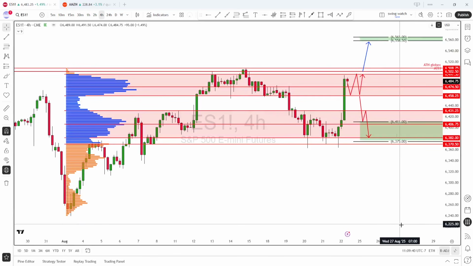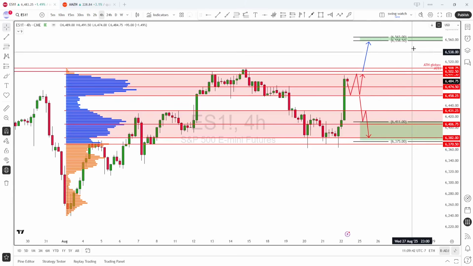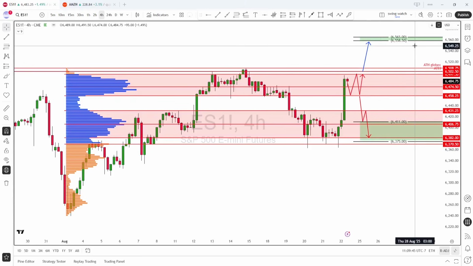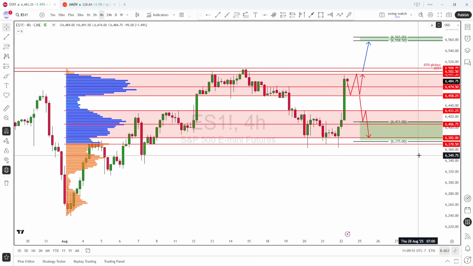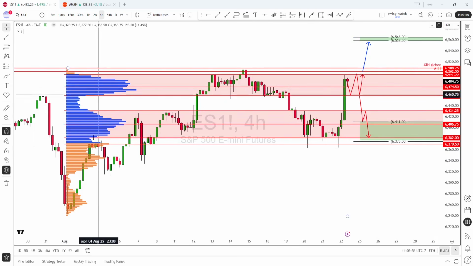And here looking at the ES, the market is pricing in the upper range between 6565 and 6558.5, and the lower range is 6411 and 6375. Here we see there is a multiple distribution composite volume profile. We see the price is hovering around the upper edge of this upper distribution, and also bouncing off of this high volume node area.